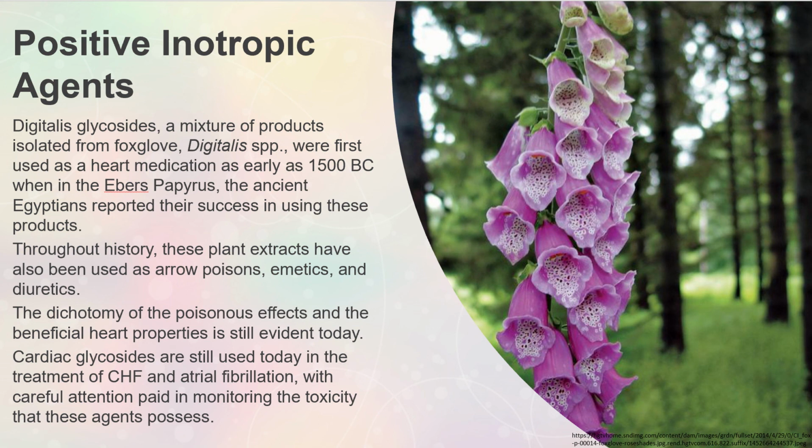Digitalis glycosides, which are a mixture of products isolated from this plant, were first used as a heart medication way back in 1500 BC, when the ancient Egyptians reported their success in using these products in the Ebers Papyrus. Throughout history, these plant extracts have been used as arrow poisons, emetics, and diuretics. The dichotomy of the poisonous effects and the beneficial heart properties is still evident today. The cardiac glycosides are still used today in the treatment of CHF and atrial fibrillation, with careful attention paid to monitoring the toxicity that these agents possess.